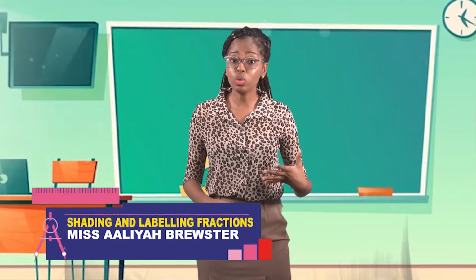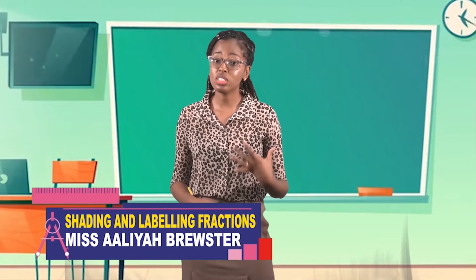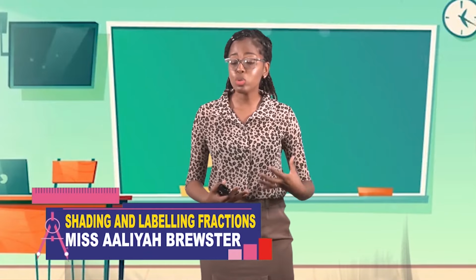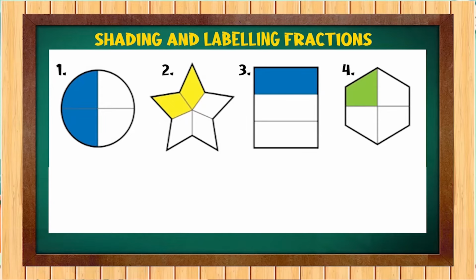To continue, we're going to work some examples together. For these examples, we're going to look at how to shade and label fractions. First example is a circle. The circle is divided into 4 equal parts and 2 out of the 4 equal parts are shaded. How do we label that shape as a fraction?